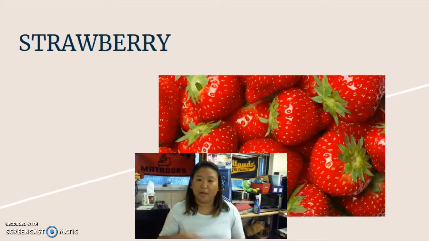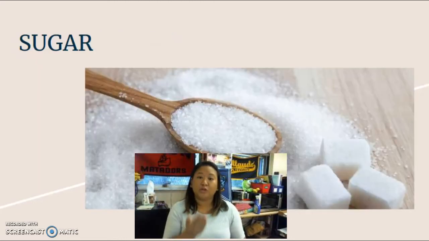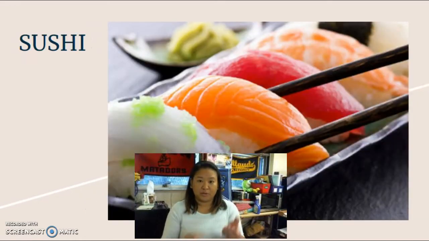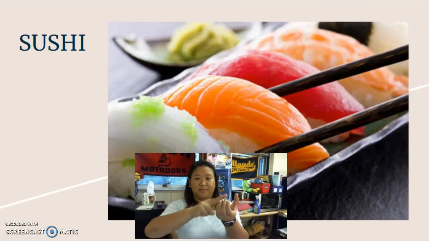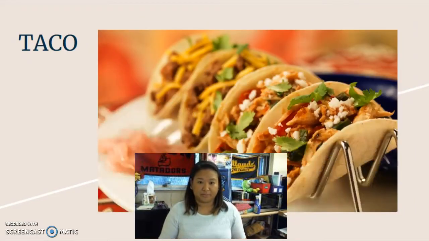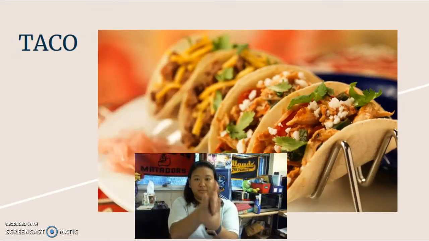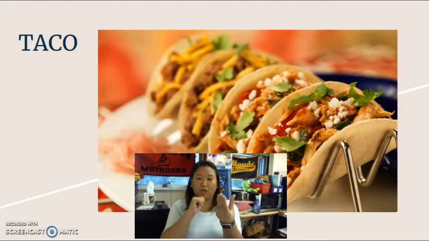Strawberry, pull from your mouth with an F, strawberry. Sugar. Sushi. U and a C. Sushi. Taco. Your shell is your non-dominant. Taco.